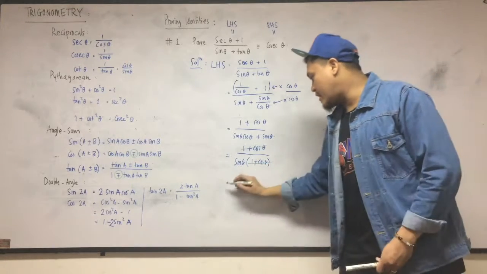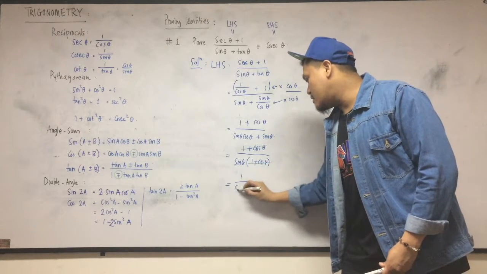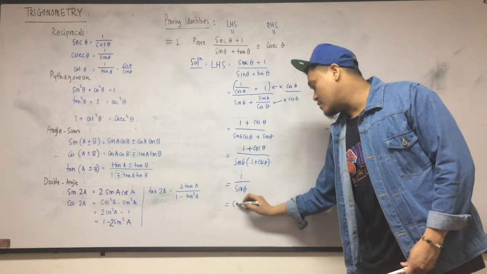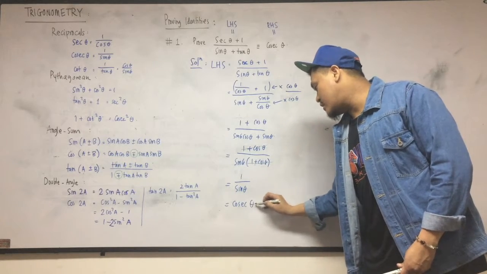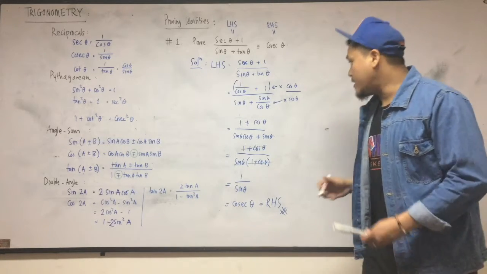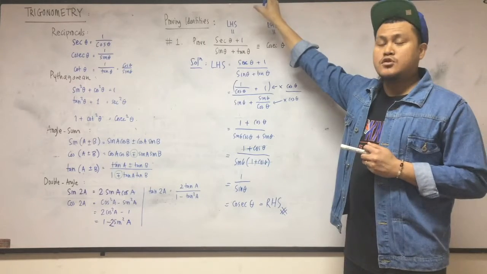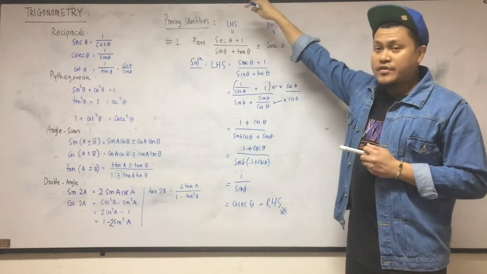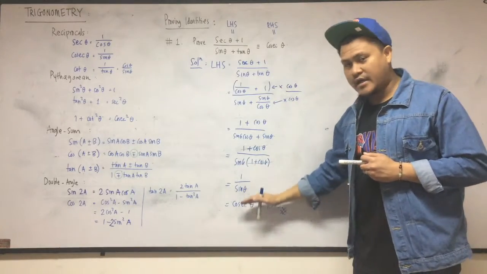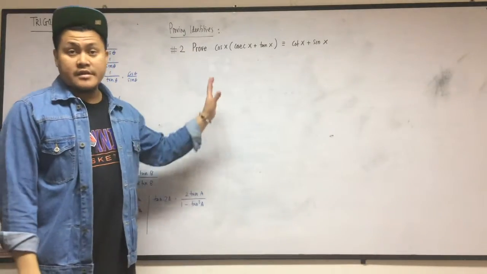They cancel out, getting me a sine theta. And therefore, 1 over sine theta is equal to cosecant theta, and that's going to be my right-hand side. Okay, so remember again, choose a side, start with the complex one, and then go all the way to a simpler one. Okay, another example here.